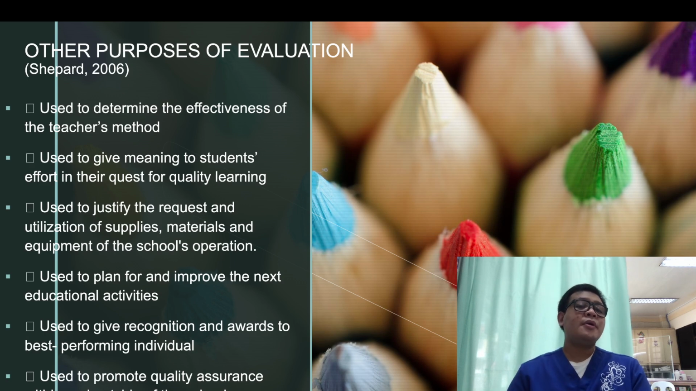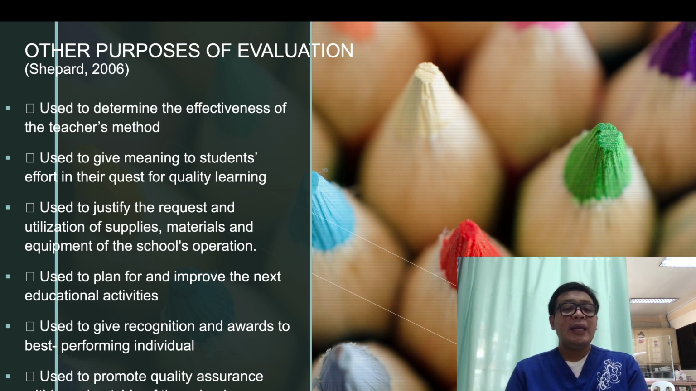And other purposes of evaluation according to Shepard of 2006. Number one, this is used to determine the effectiveness of the teacher's method. Number two, it is used to give meaning to students' effort in their quest for quality learning. Number three, used to justify the request and utilization of supplies, materials, and equipment for school operation. Number four, used to plan for and improve the next educational activity. Number five, used to give recognition and awards to the best performing individuals. And evaluation is also used to promote quality assurance within and outside of the school.